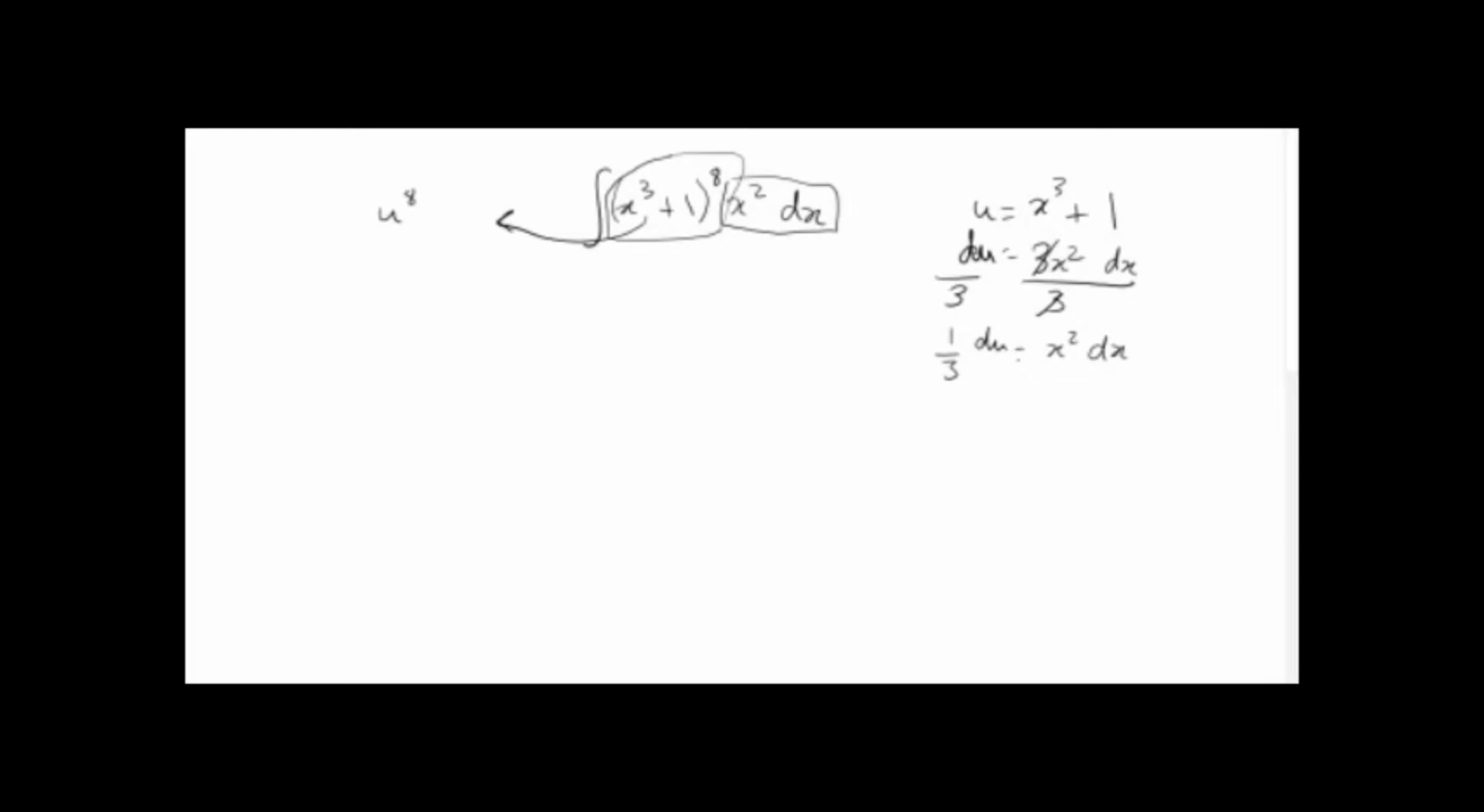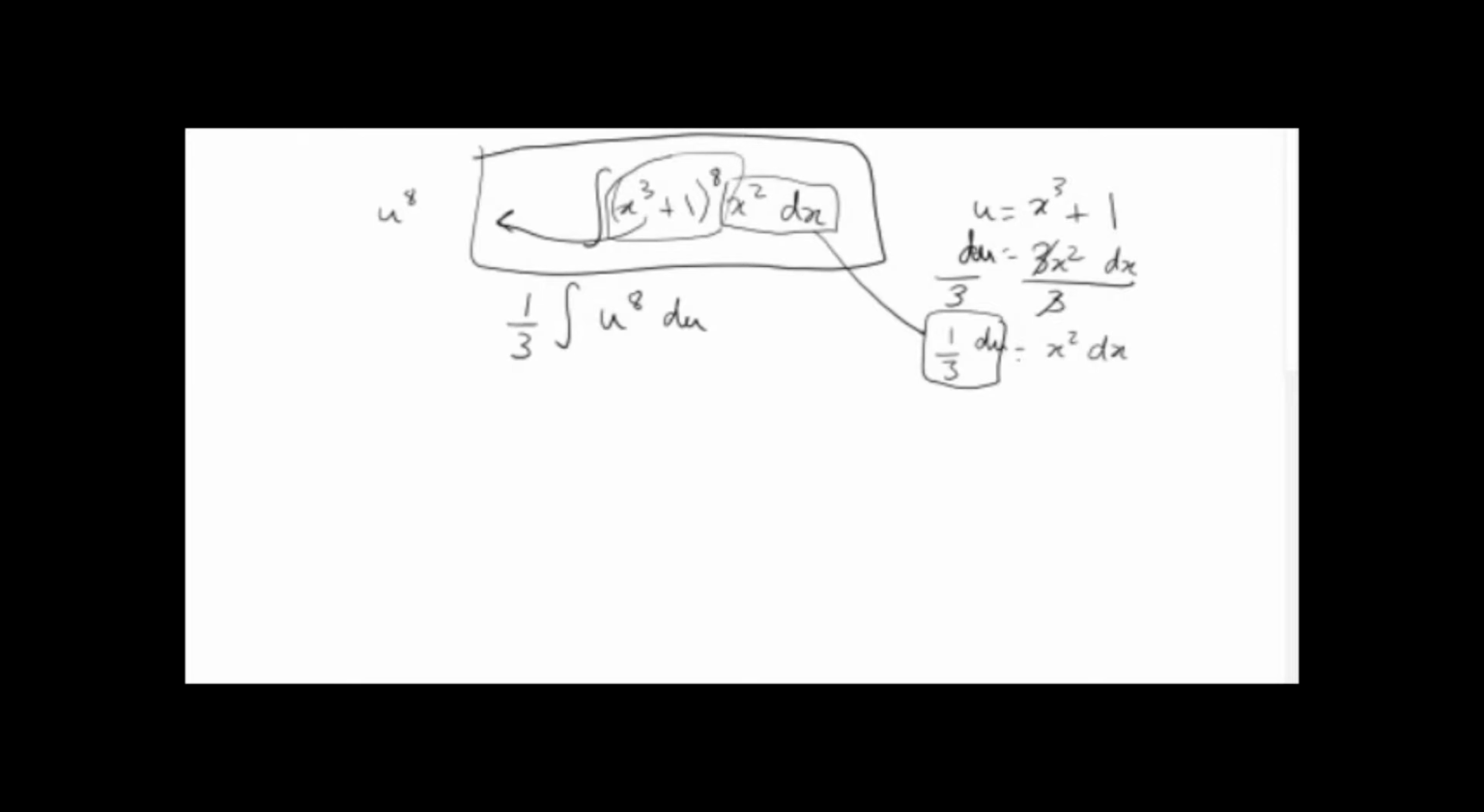Now we can say that this function is equal to this right here, so we can replace them. That will make it into the integral of u to the 8th times 1/3 du. The 1/3 doesn't really make a difference, so we can bring the 1/3 out. Now we changed this complex function into a much simpler version.